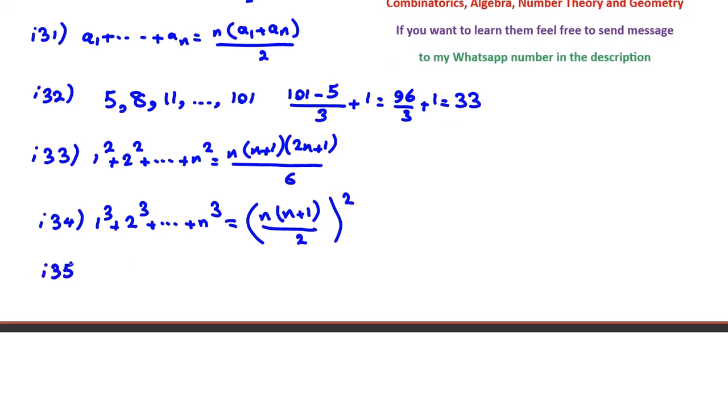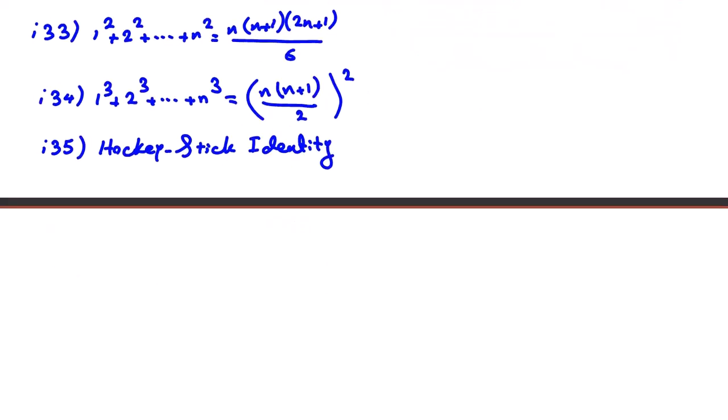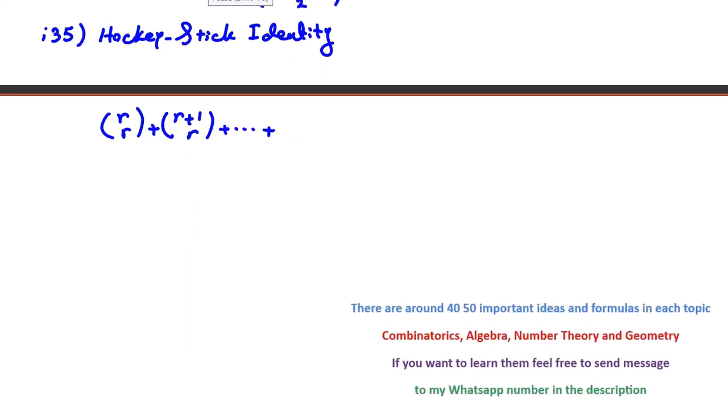Idea 35, identity, is the hockey stick identity. It is so much helpful and powerful. It is r choose r plus r plus 1 choose r, and so on. There are lots of problems that you can solve, for example, with the hockey stick identity, with Vandermonde's identity. If you want to know those problems, feel free to send a message to my WhatsApp number in the description. Okay, n choose r equals n plus 1 choose r plus 1.